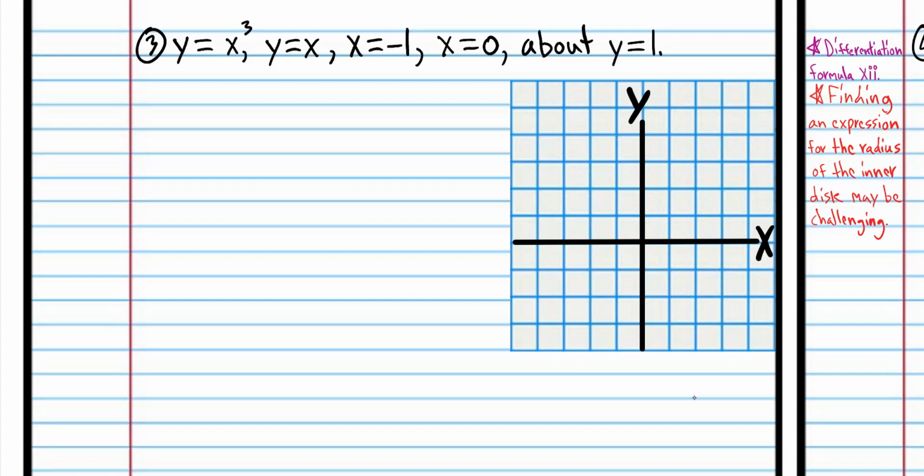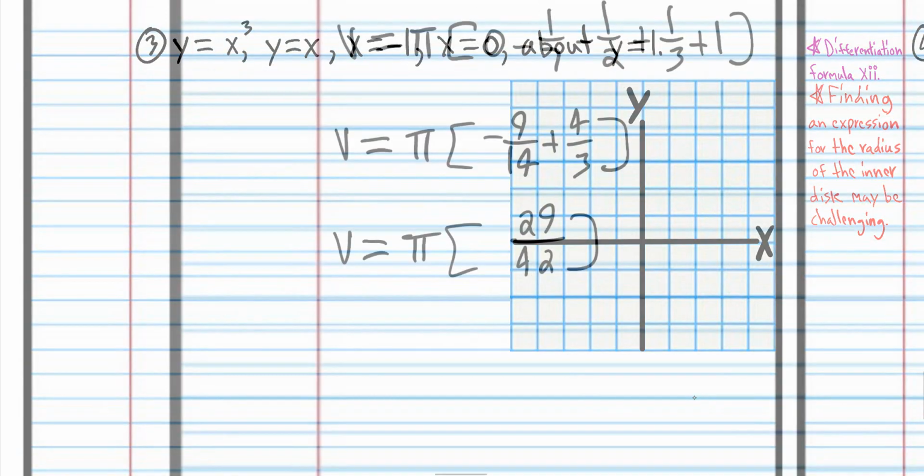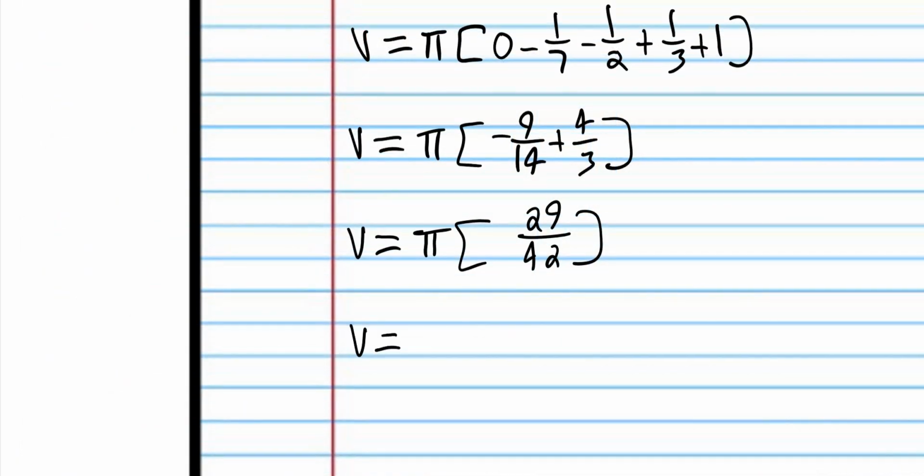Okay, we're back. So our final answer is 29 pi over 42.